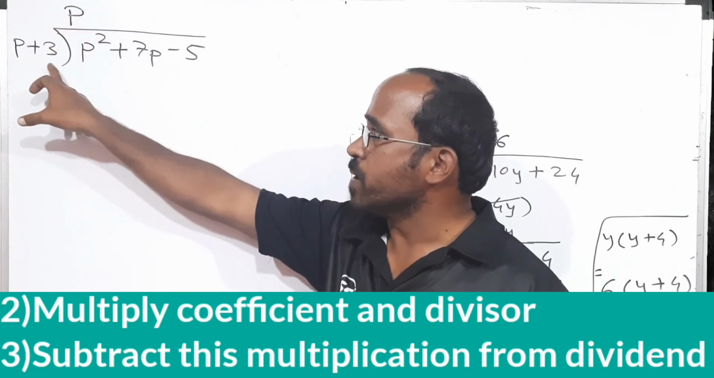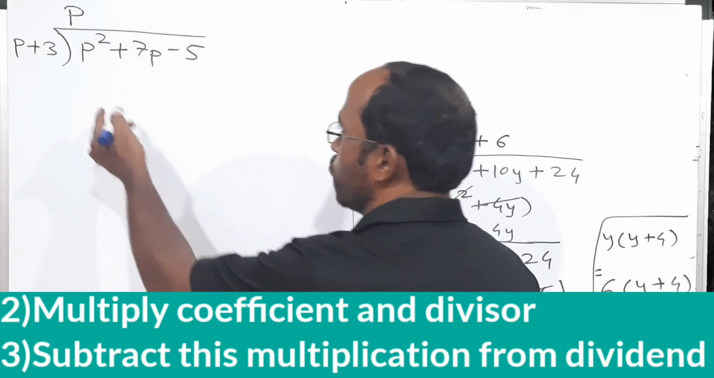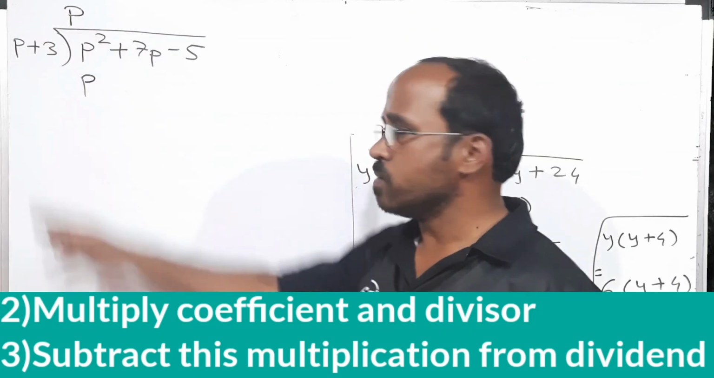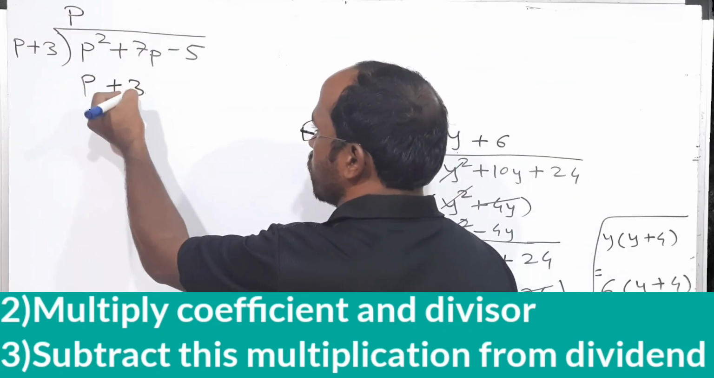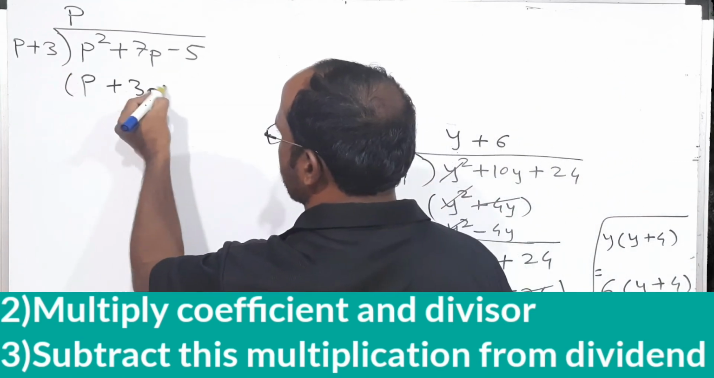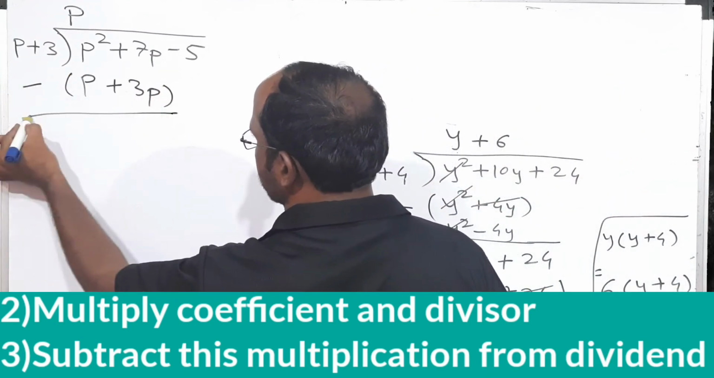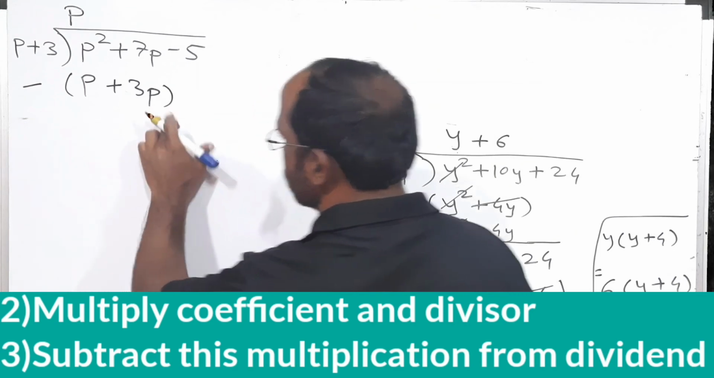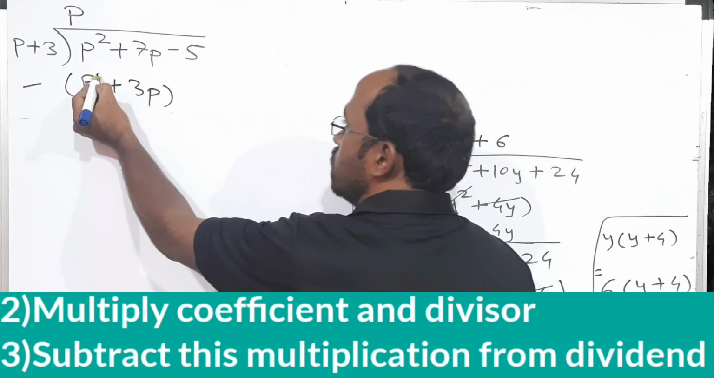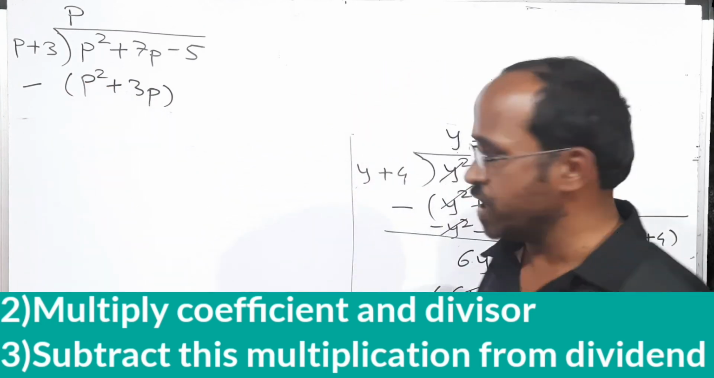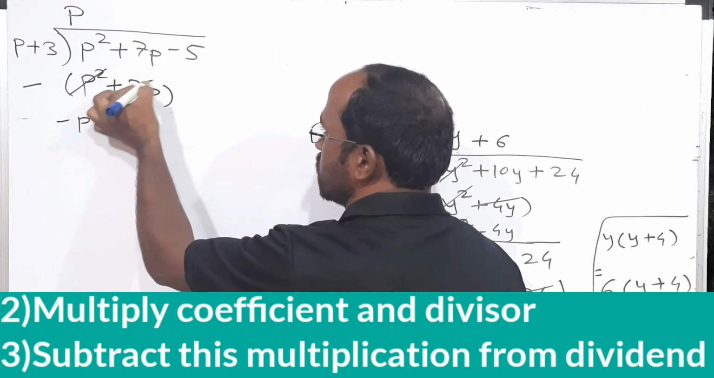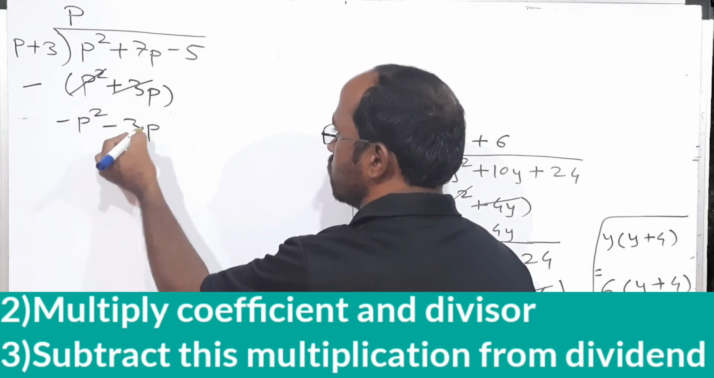p multiplied by p plus 3. p into p, p square. p into plus 3, plus 3p. So this multiplication we have to subtract. So let's enclose it in a bracket and subtract. While subtracting, the symbol outside the bracket is negative, so the symbols of the terms inside the bracket will change. So this p square will turn into minus p square. Plus 3p will turn into minus 3p.